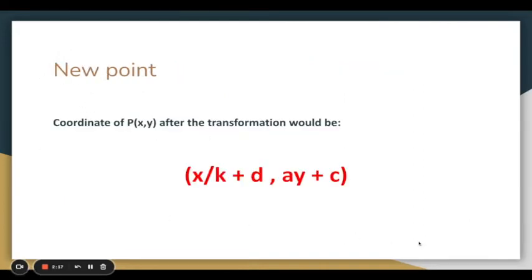So in order to find the new point, we need to know the coordinate of p, which is point x, y. We need to memorize this formula, which is x over k plus d, comma a times y plus c. This would give us the new point. So we just plug in the values inside and calculate it.